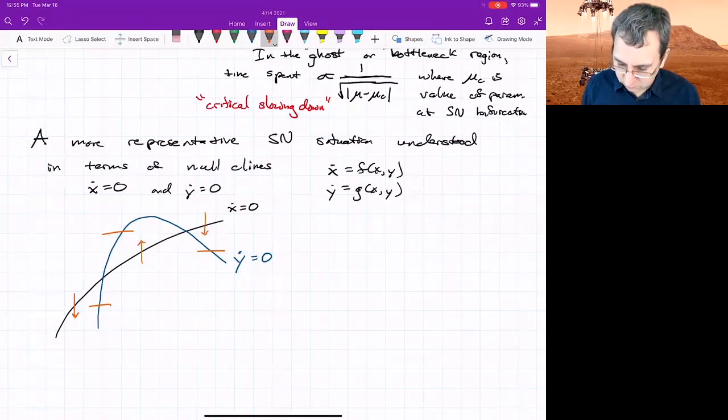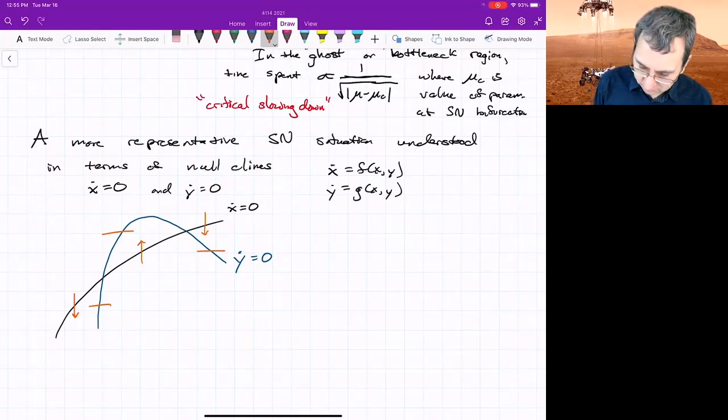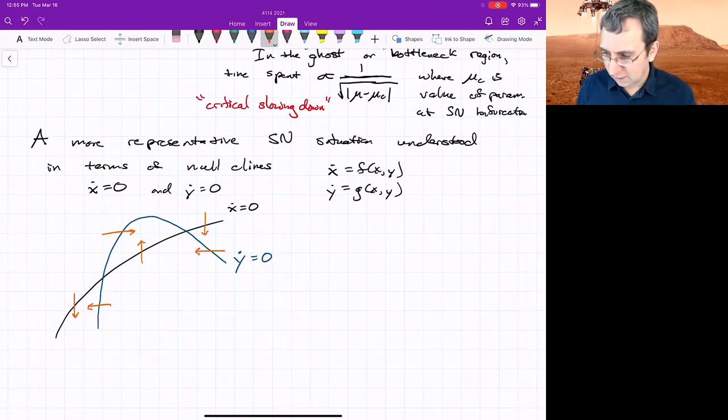And along the y dot equals 0 nullcline, it would look like this, and then it switches over here, and it switches again over there. So you can kind of get the idea of what other vectors off of the nullclines will look like. There'll be some kind of combination. Any place that nullclines intersect is going to be a fixed point.